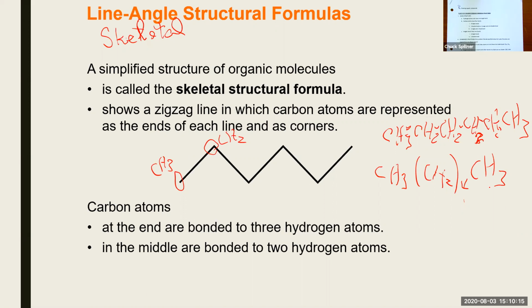What's the formula? This is an alkane. We're talking about alkanes now. So we know there's 1, 2, 3, 4, 5, 6 carbons. So I know the formula is CnH2n+2. So it's C6H14. Okay, and I don't have to count the hydrogens to know that.